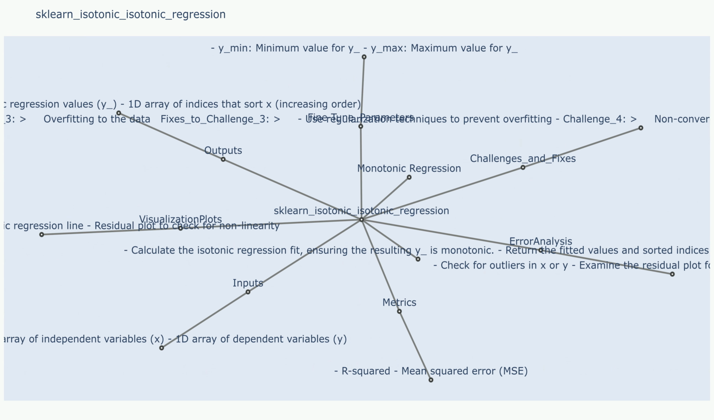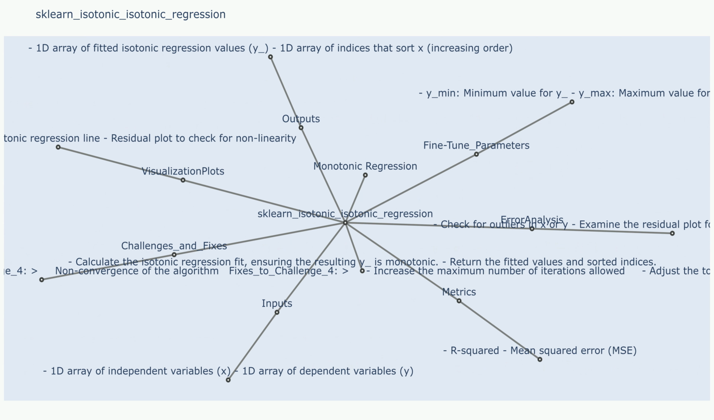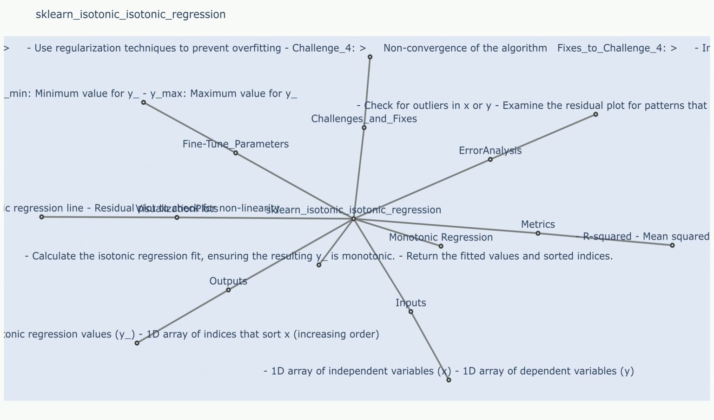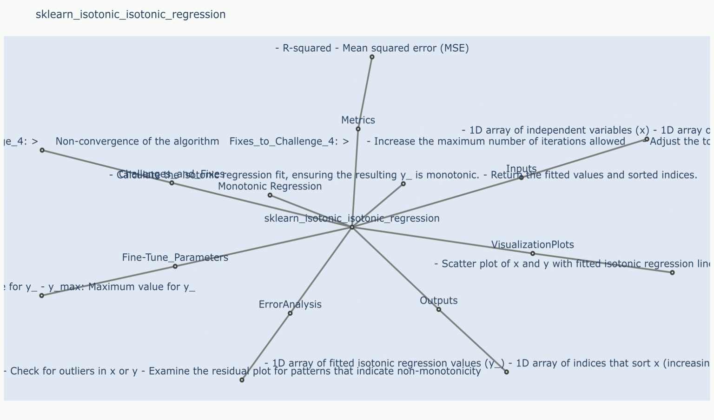Visualization plots. A scatter plot of original y vs fitted y_isotonic shows the relationship between the original data and the monotonic fit. A line plot of the fitted isotonic regression function visualizes the trend of the monotonic fit. y_min: lower bound on the output, which can be used to enforce a minimum value on the fitted y_isotonic. y_max: upper bound on the output, which can be used to enforce a maximum value on the fitted y_isotonic.